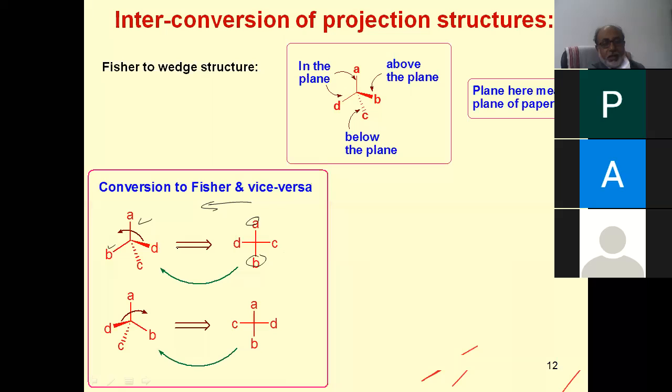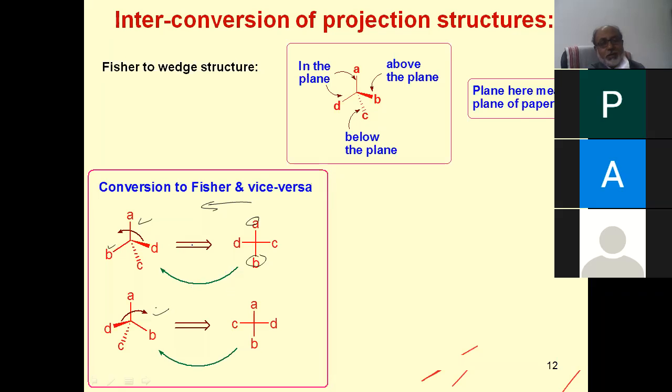In the above structure, we write D on the left, but in the below we write D on the right. Sir, why? I am coming to that. Below means here, this one. You want to say this one, no? Yes, sir, in interconversion.